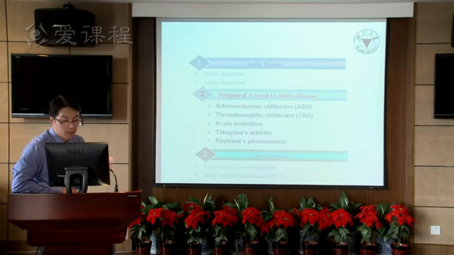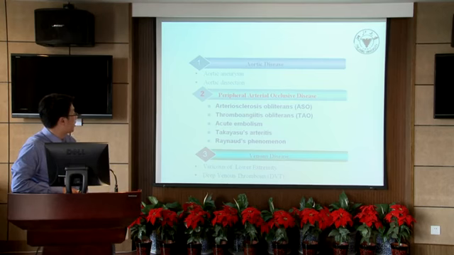The second is peripheral arterial occlusive disease, including atherosclerosis obliterans, ASO, thromboangiitis obliterans, TAO, acute embolism, Takayasu arteritis, and Raynaud phenomenon.